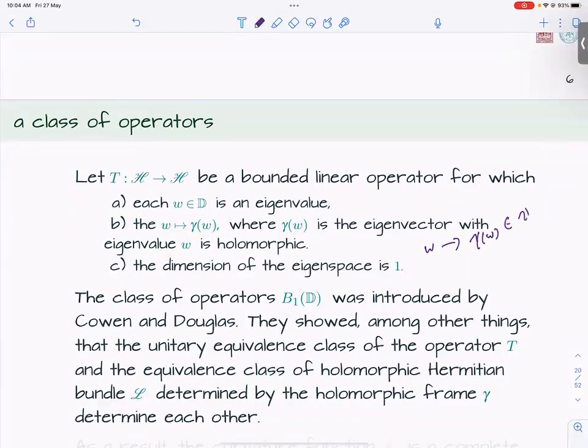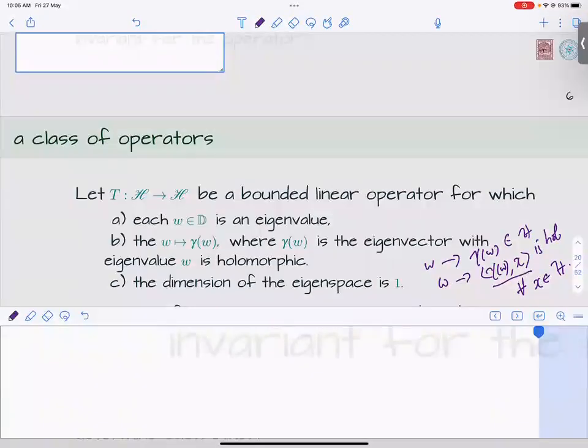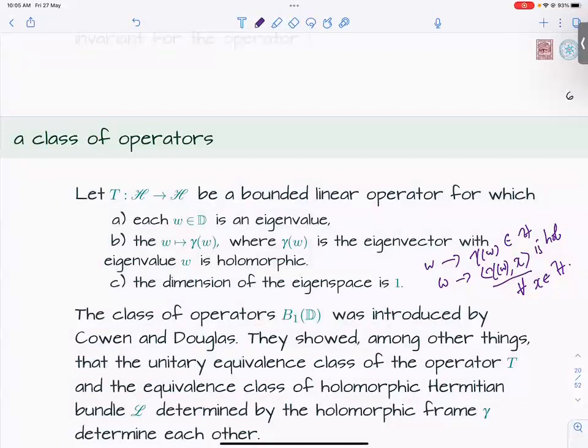Now remember, this is in some Hilbert space. I would say this map is holomorphic provided omega going to the inner product of gamma omega with x is holomorphic. Now this is a complex valued map, holomorphic for all x in the Hilbert space H. So to say that this one map is holomorphic, I am demanding that that is the same as saying this complex valued map is holomorphic for all x.